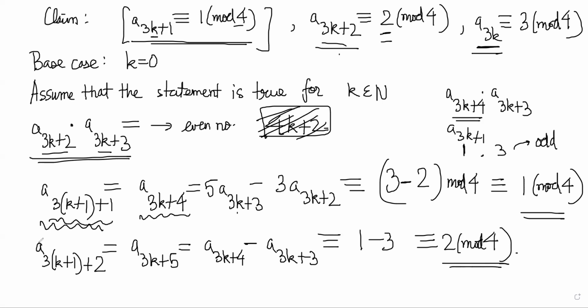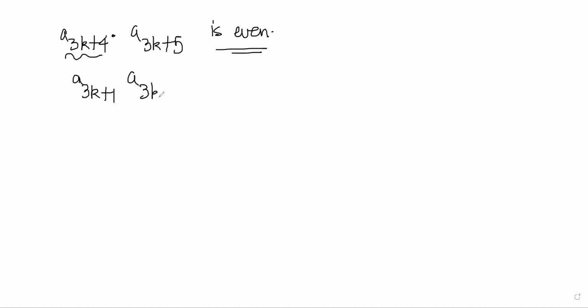right? So we have shown that A of 3k plus 1 plus 2, which is A of 3k plus 5, is also following the same pattern of 2 mod 4. And similarly, you can also check for the last case. We know A of 3k plus 4 multiplied by A of 3k plus 5 is going to be even. Why? Because this is A of 3k plus 1 and this is A of 3k plus 2, and we know those are 1 and 2 mod 4. So it is congruent to 2 mod 4, which is obviously making it even.